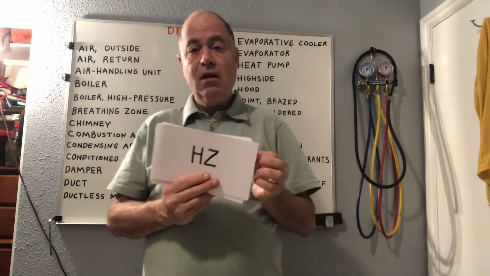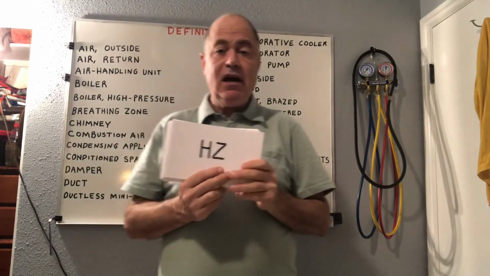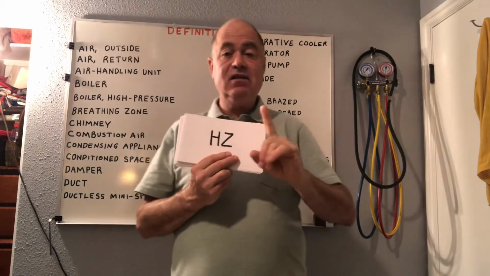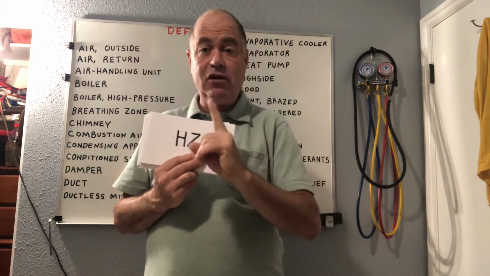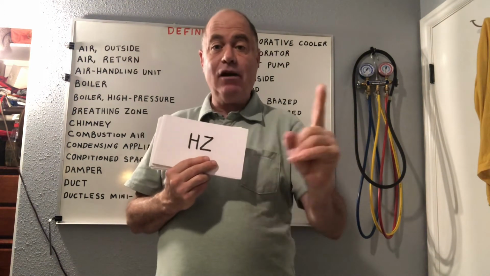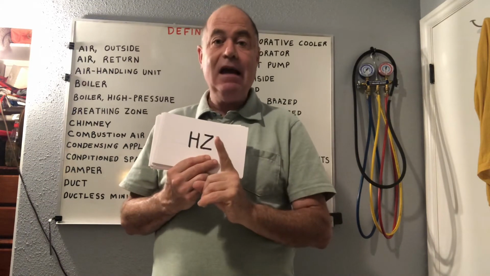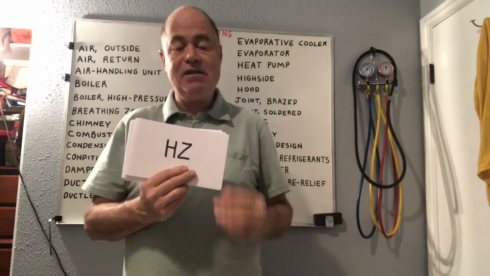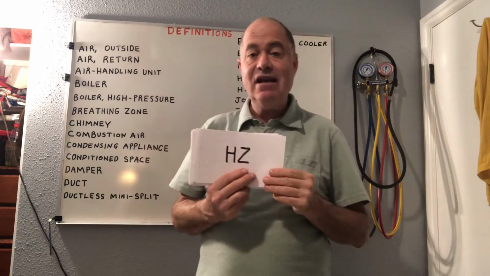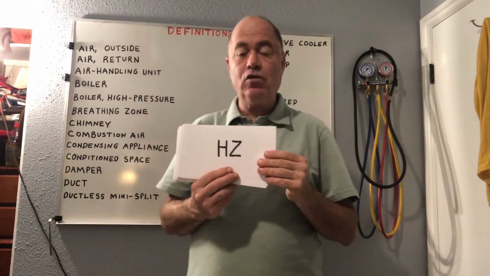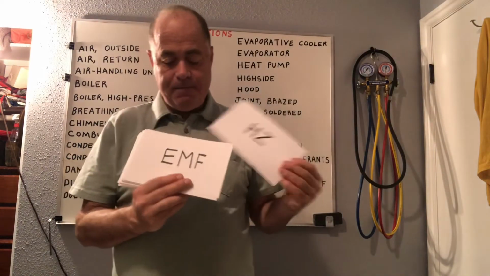This is hertz, Hz, or cycles per second. This is the number of times in alternating current that Mr. Electron comes out of the little hole on your outlet and goes to the big hole and then comes back. And it does that 60 times in a second in the United States, 60 hertz. Other foreign countries have 50 hertz or 50 cycles per second.